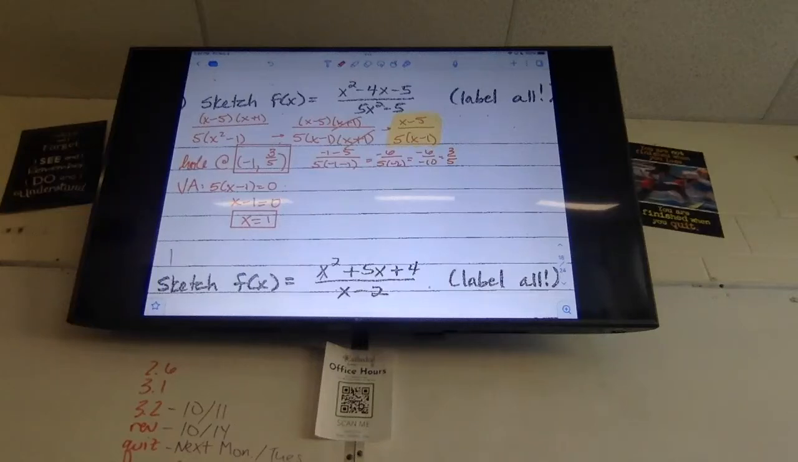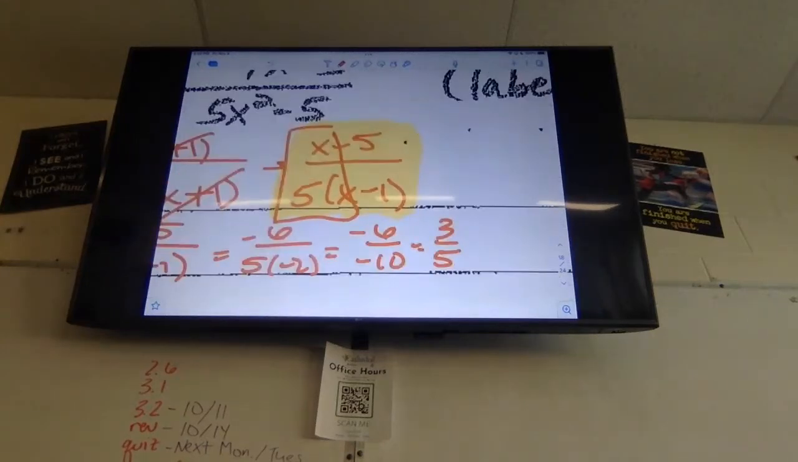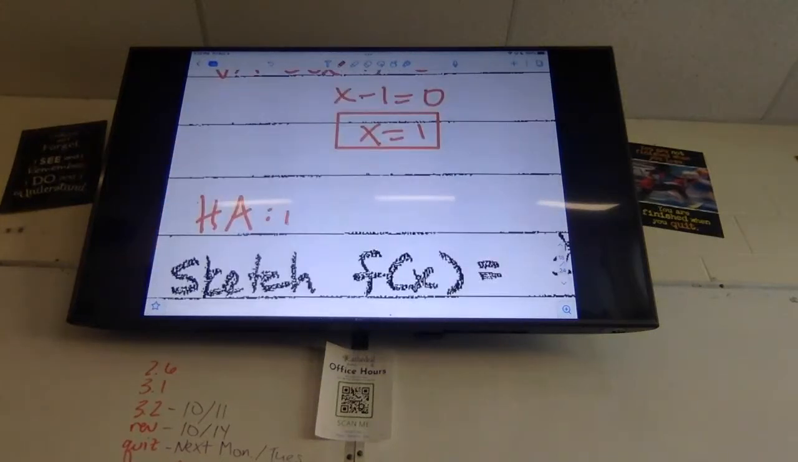Now I gotta do my horizontal asymptote, and this is an easy one. You can go back to the original equation if you want, or I can stay on the simplified version. I'm just looking at my biggest x and what exponent it's raised to. It's x to the first power, so I've got 1x and then 5x, so I make a fraction of 1 over 5. That's my y equals for my horizontal asymptote. Y equals 1/5.